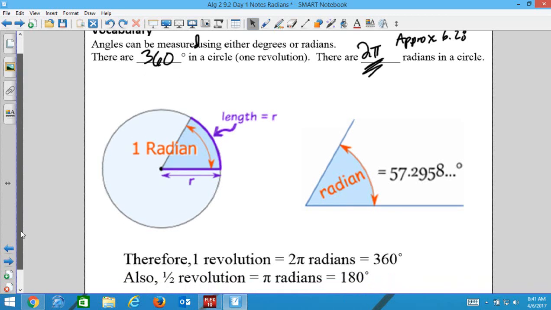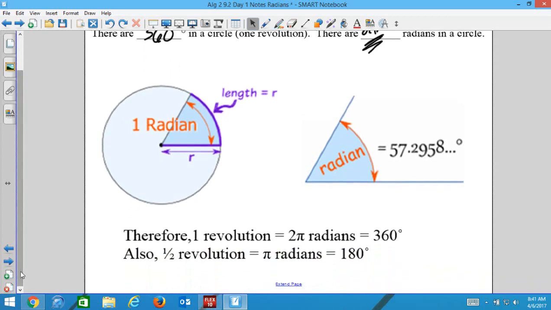Okay, so 1 radian is the length of the radius, and a 1 radian angle is approximately 57.2958 degrees. So it's just under 60 degrees. That's why 3 of them fit in the top, and you still have a little bit left over. Because 180 is the top, like 360s fit in. So these are each 57.2958.